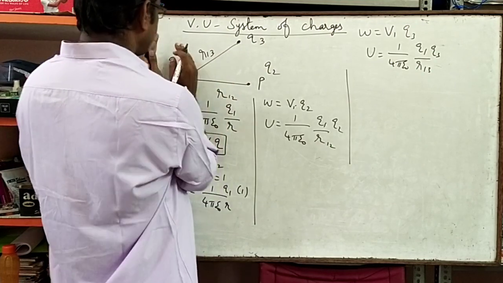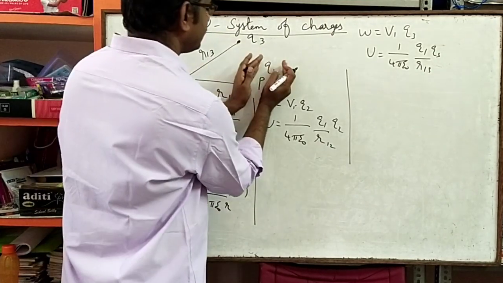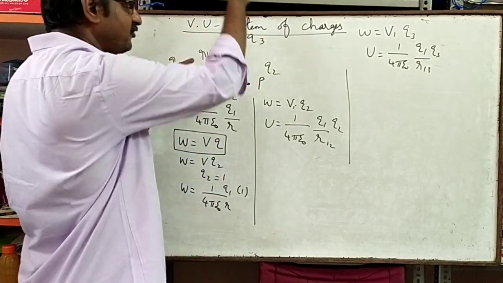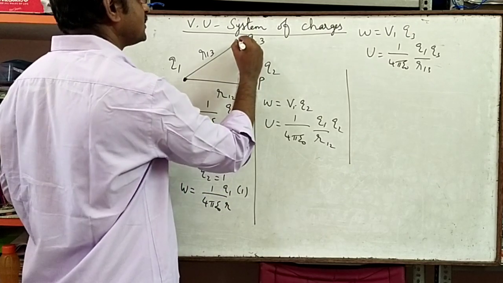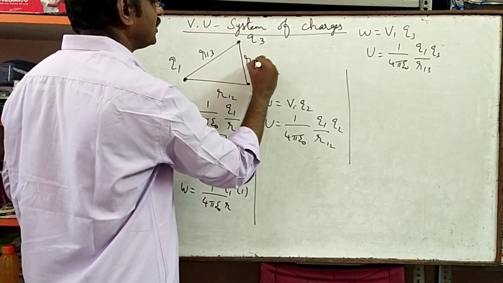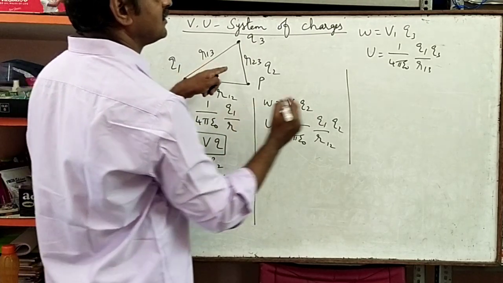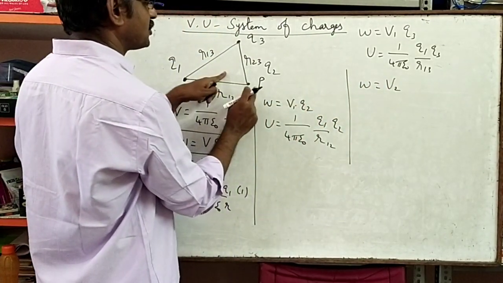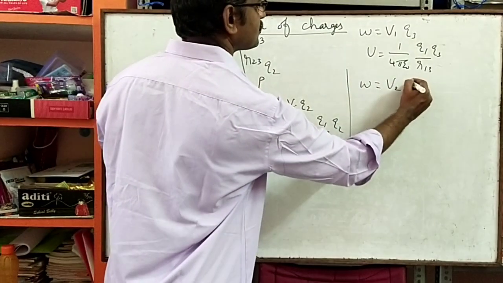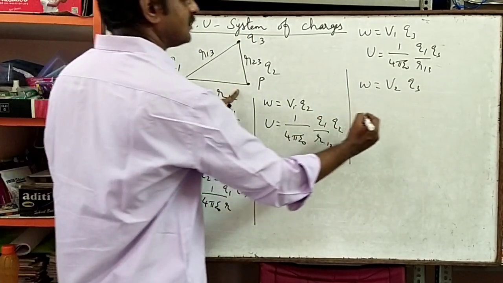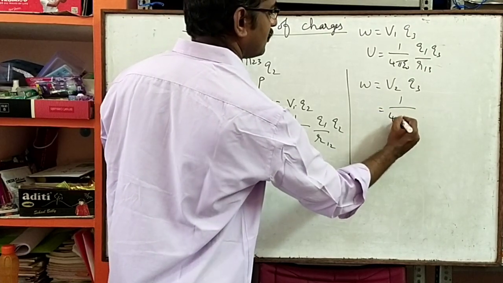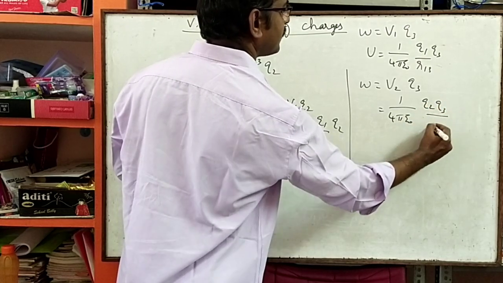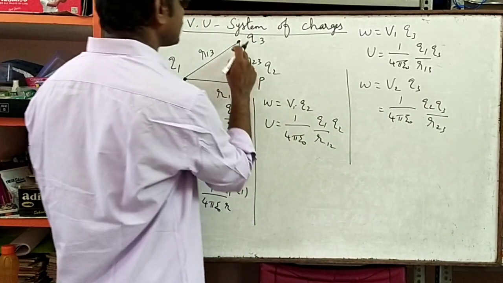Now forget this charge Q1. Q2 is here. The amount of work done in bringing charge Q3 from infinity to the point here, which is at a distance R23. For this, work done equals potential due to second charge, and the charge moved is Q3. That is equal to 1 divided by 4 pi epsilon naught Q2 Q3 divided by R23, where R23 is the distance between these two charges.